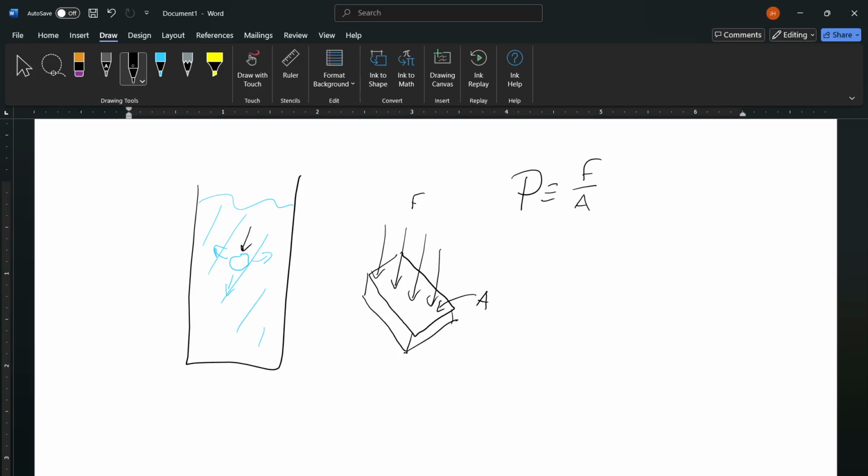So pressure is defined as force per unit area. Now we can use that if we know the pressure somewhere. We can use that to say that force then is equal to pressure times area. And so that's something that's advantageous to us.